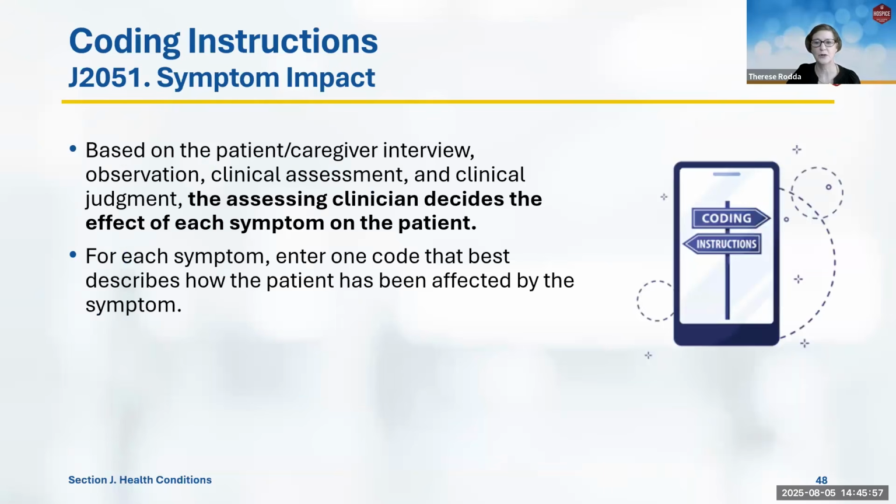Here are the coding instructions for J2051 symptom impact. The clinician can use patient caregiver interview, observation, clinical assessment, and clinical judgment to determine and choose the codes that best describe the effect of each symptom on the patient.